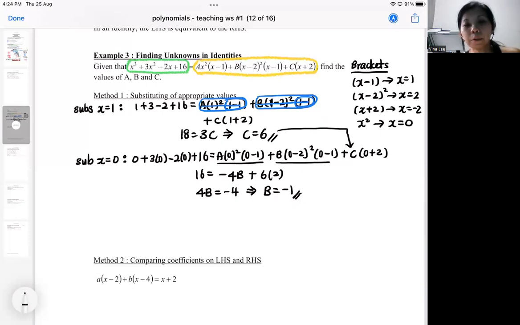So does it mean that every time you sub a value, you will get one equation? Sometimes you may not. Sometimes when you sub a value, you will get a simultaneous equation. That's quite possible. So you have found your c, you have found your b. What should I be using? It's up to you. Maybe I'm going to be using x equal to 2.